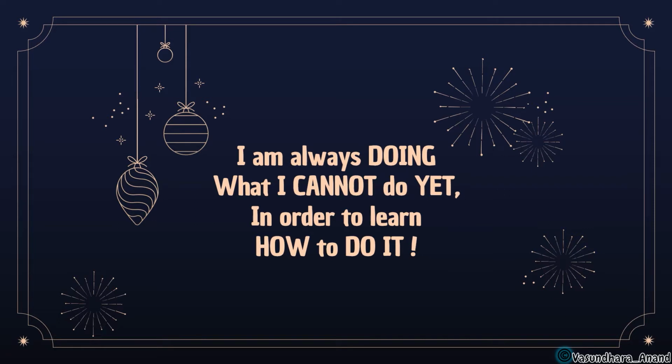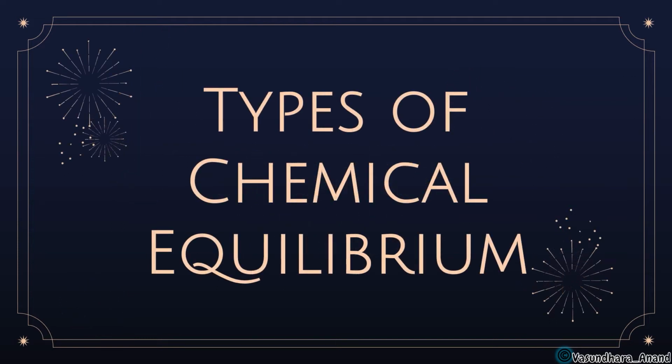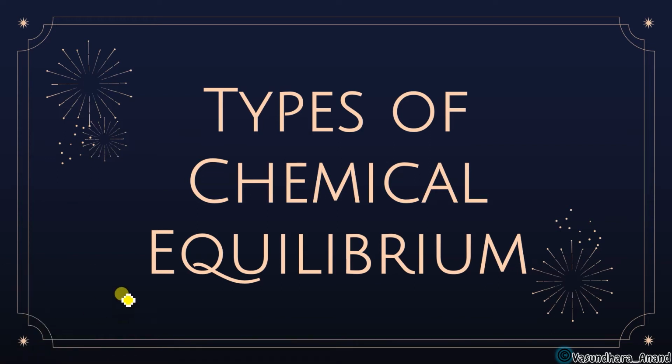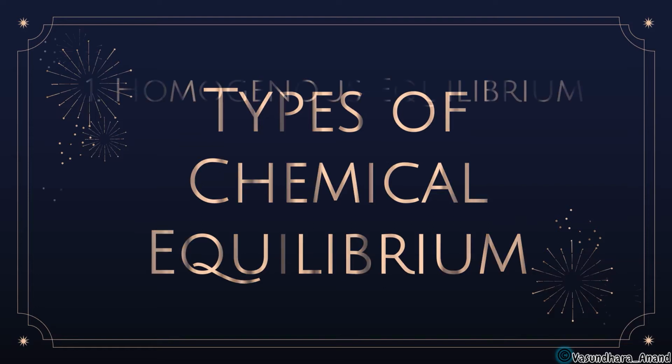Next topic. Today we are going to learn about the types of chemical equilibrium. Already we have done the types of equilibrium, that is physical equilibrium and chemical equilibrium. Here we are going to understand other types of equilibrium, that is heterogeneous and homogeneous, and what they are. So let's start with this.